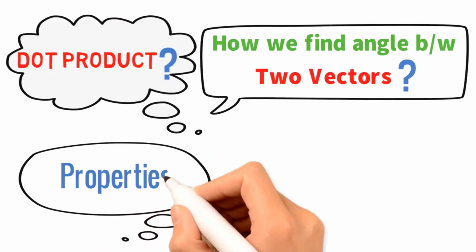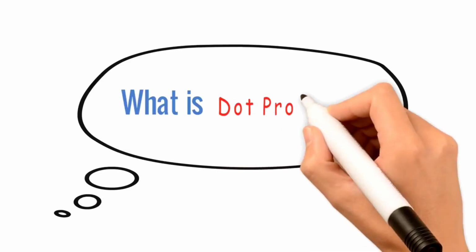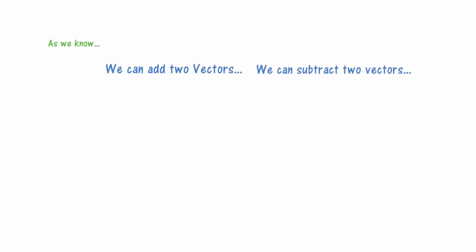Properties of dot product and the application of dot product. Now what is dot product? As we know, we can add two vectors and we can subtract two vectors. Now it is time that we will multiply two vectors.